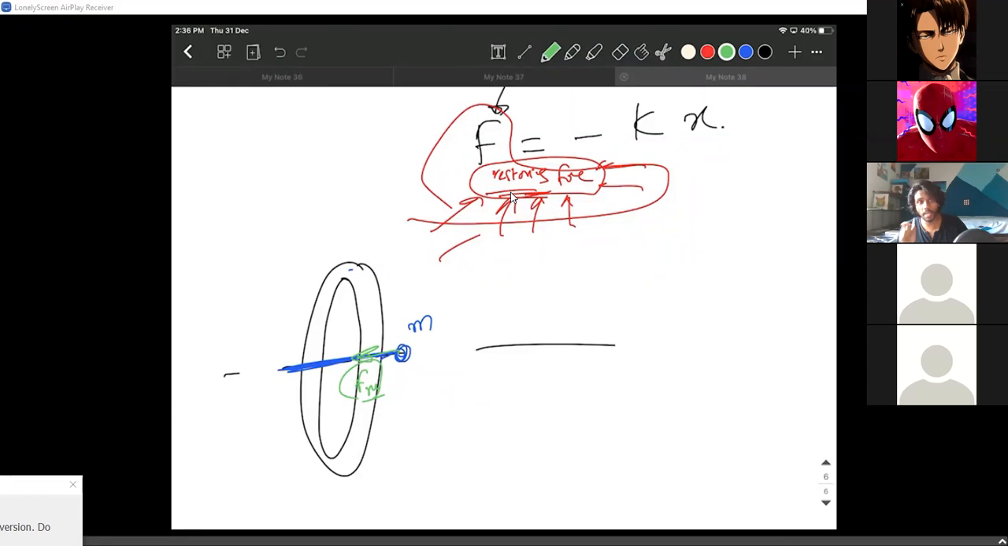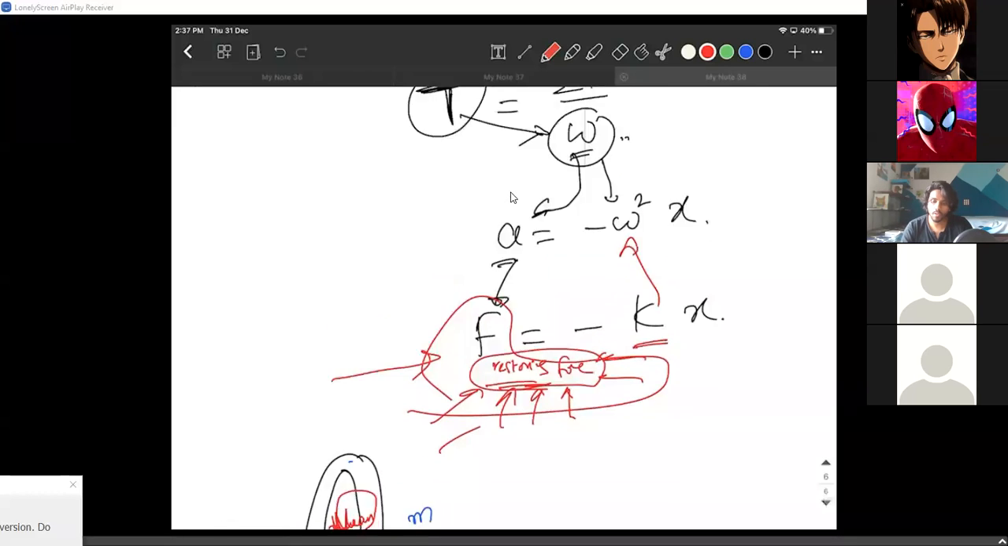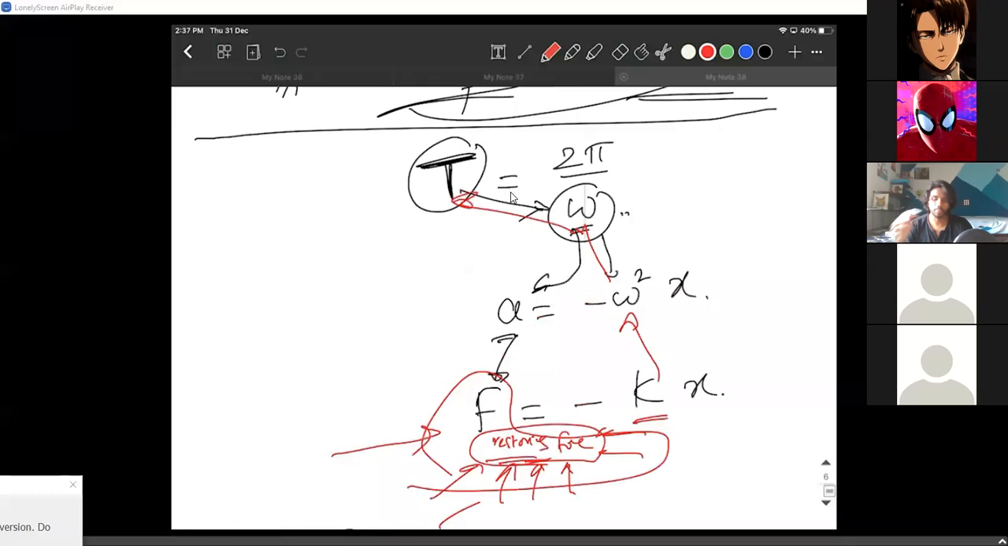But every time they ask you the time period, the first thing you need to do is take it away from the mean position. At the mean position, the restoring force is zero. So always take it away from the mean position by a small displacement x. Then check for the restoring force. Once you have the restoring force, you have k, you have omega. Once you have omega, you have the time period. This is how you need to solve.